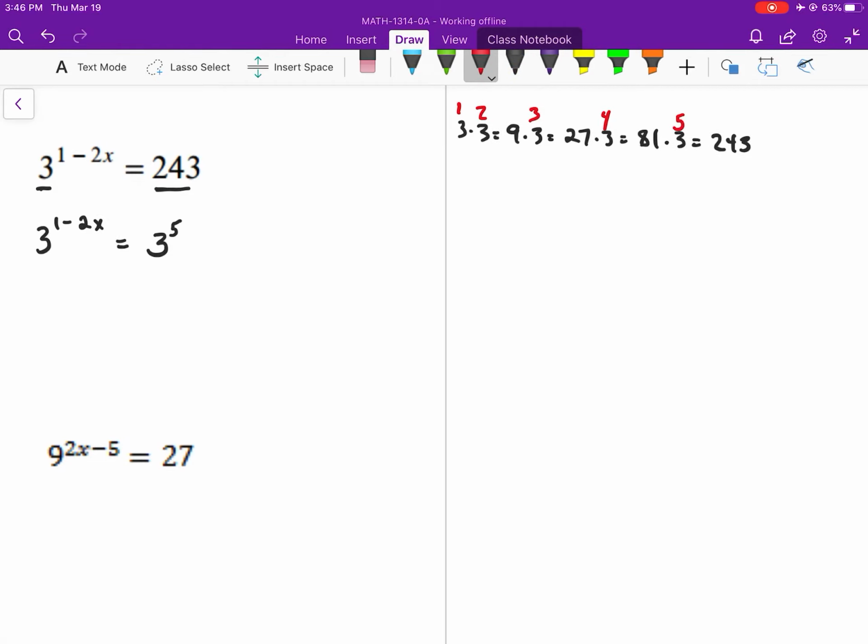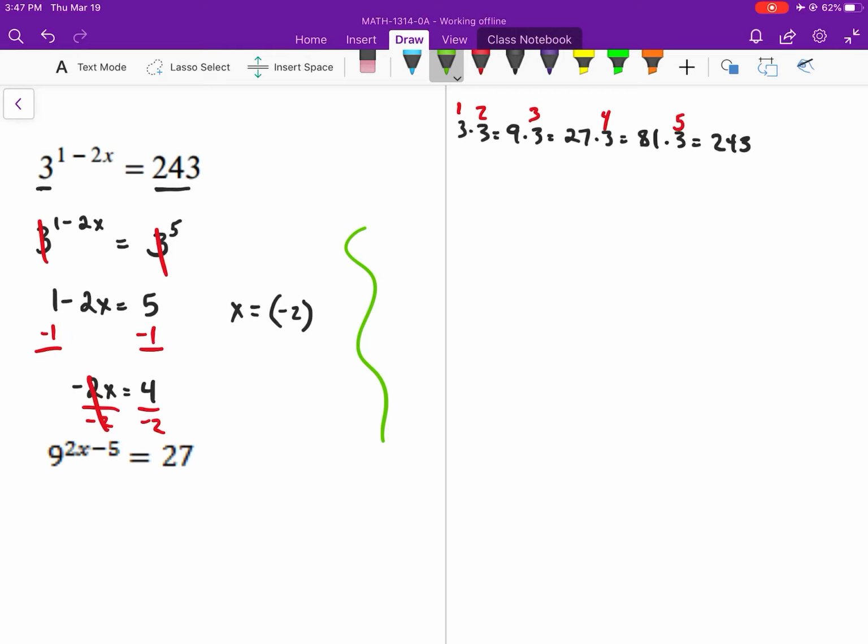So that would be 3 to the 5th power. Cross out my common bases. Now, keep in mind, you cannot cross out those bases unless they are common. So please make sure they are common. 1 minus 2x equals 5. Subtract 1 from both sides. Negative 2x equals 4. Divide both sides by negative 2. x equals negative 2 or positive 2? That would be negative 2.